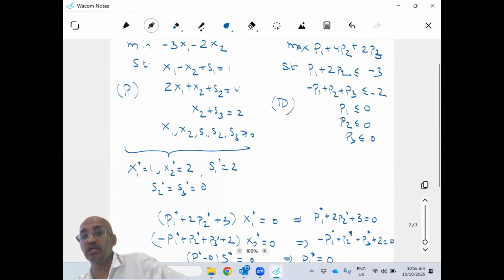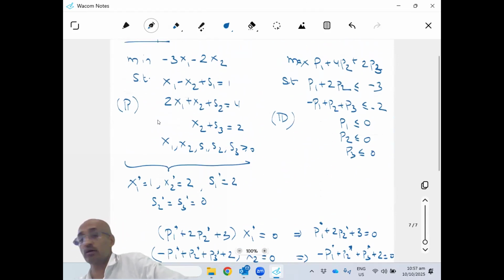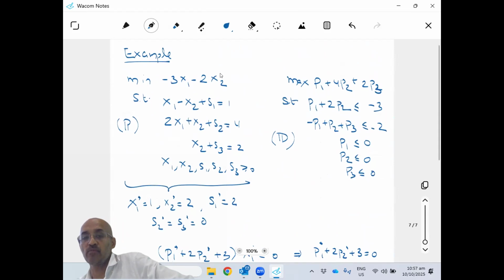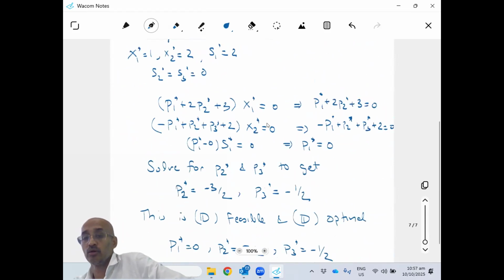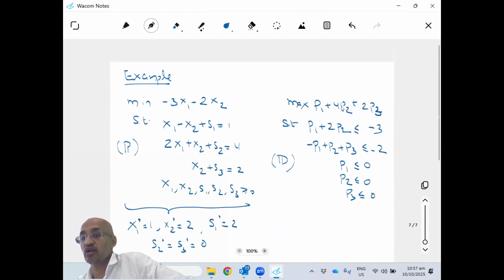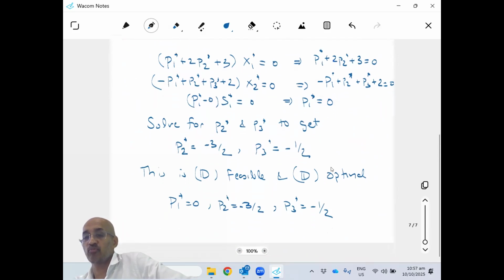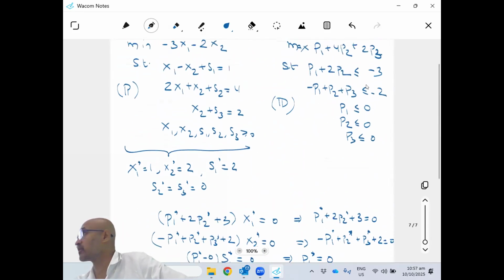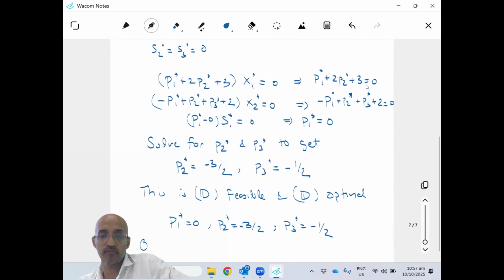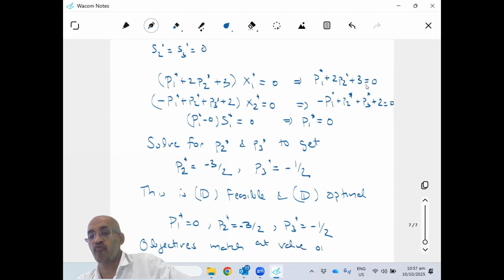You can check strong duality. What is the objective function at 1, 2? Minus 3, minus 4, minus 7. If P3 is minus 3 by 2, that's a minus 6. 2 times minus half, minus 1, minus 7. Objective functions match. Objectives match at value of minus 7. Both primal and dual give you a value of minus 7.